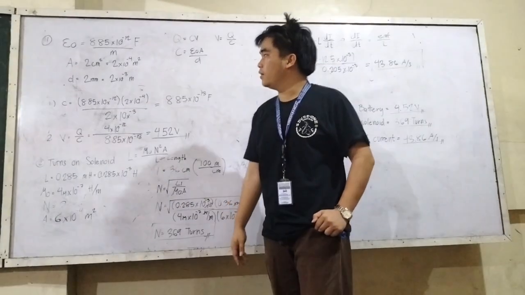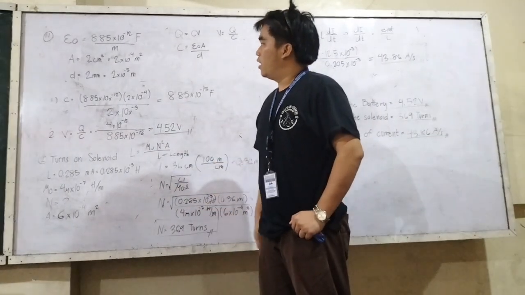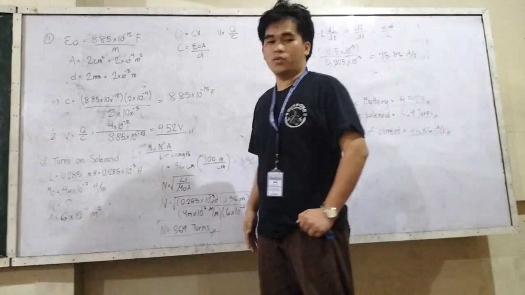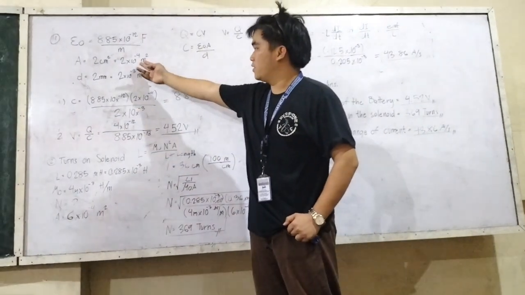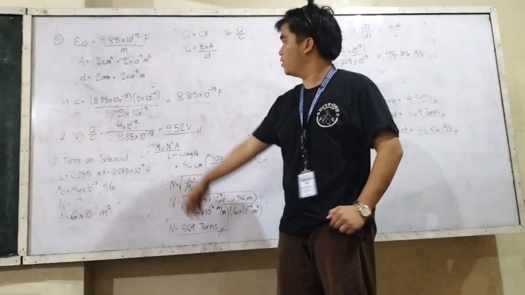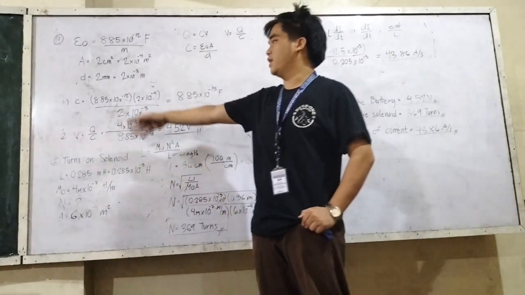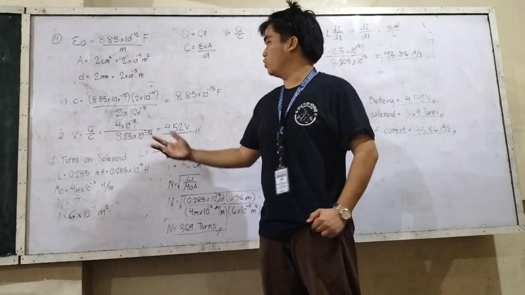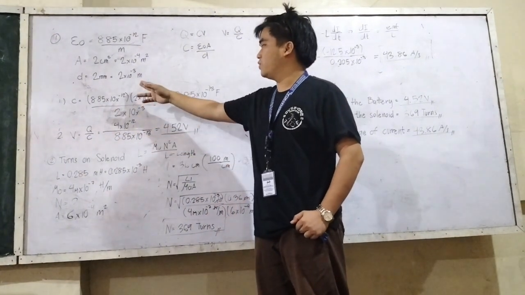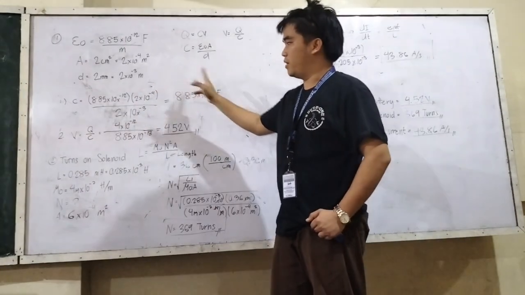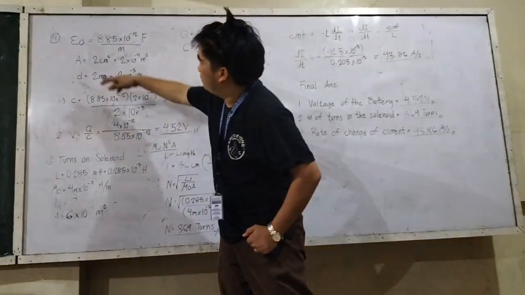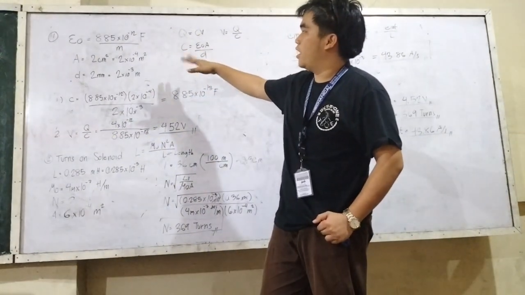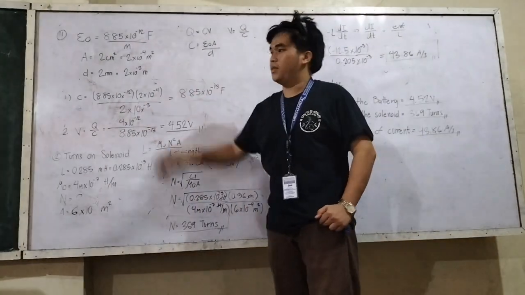So we have the given area, 2 centimeters squared. So we have to convert it into meters. So we have the answer 2 times 10 raised to negative 4 meters squared. So we have the distance, 2 millimeters. So we have to convert it into meters. So the answer is 2 times 10 raised to negative 3 meters. Then we have the permittivity, 8.85 times 10 raised to negative 12 farads per meter.